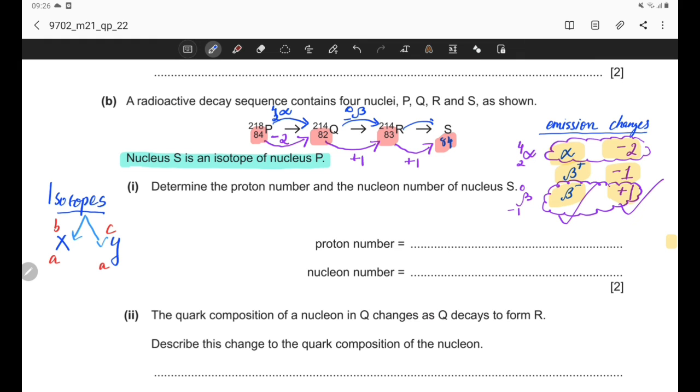So there is a beta minus emission, that means its atomic number will increase by 1, but the mass number will remain the same for a beta minus emission. So the mass number of S will be the same as the mass number of R, that is 214. Now part 1, determine the proton number and nucleon number of the nucleus S. The proton number is nothing but the atomic number, and that is 84, which we have seen now. And the nucleon number is the mass number, that is 214.